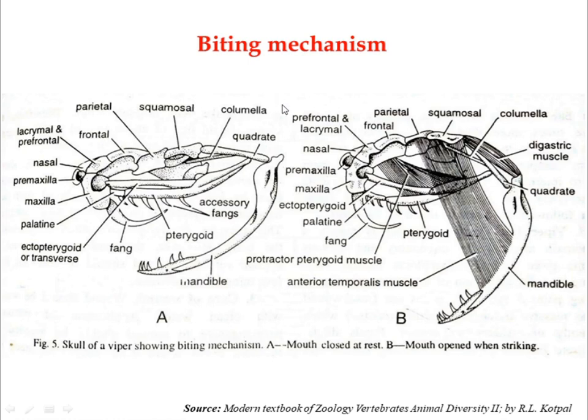When the mouth is closed after the biting has been done, it is closed by the contraction of the anterior temporalis muscle. This is the anterior temporalis muscle, which is connected on the upper jaw to the squamosal and parietal bone, and in the lower jaw to the mandible. So this muscle causes the closure of the mouth, and the fangs are again retracted back into the mouth. So this was the biting mechanism of venomous snakes.